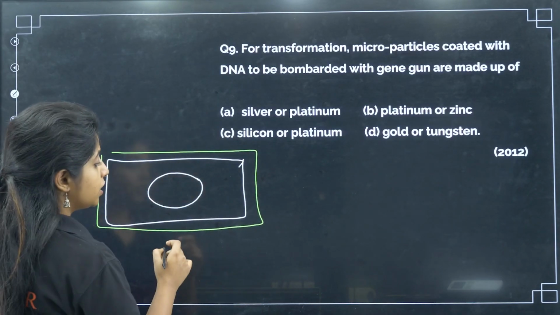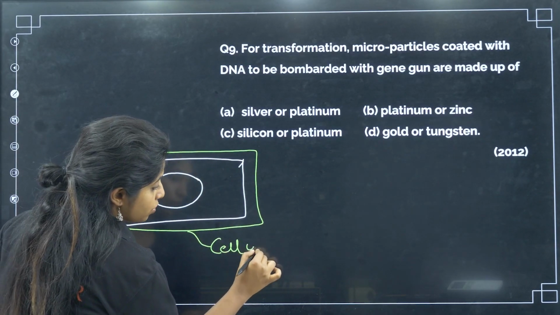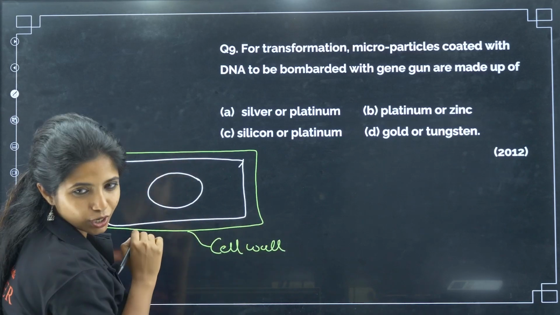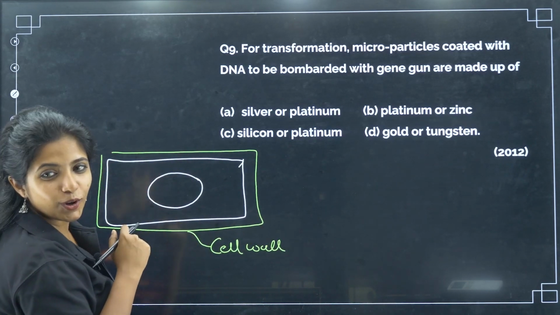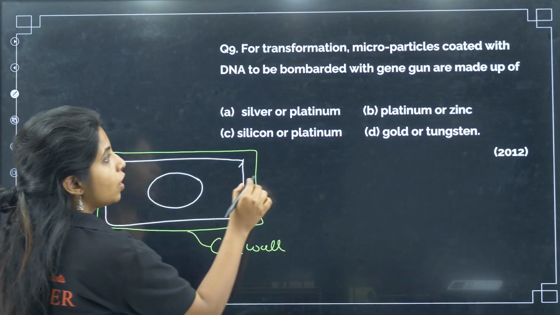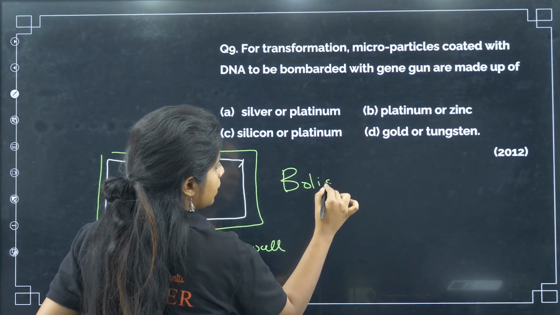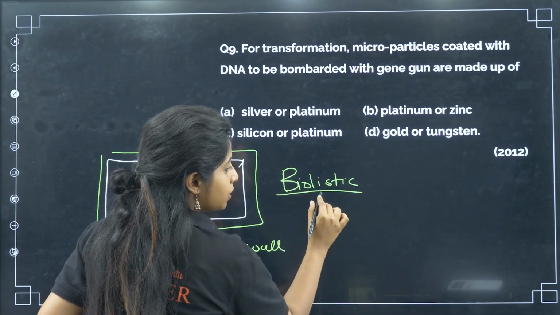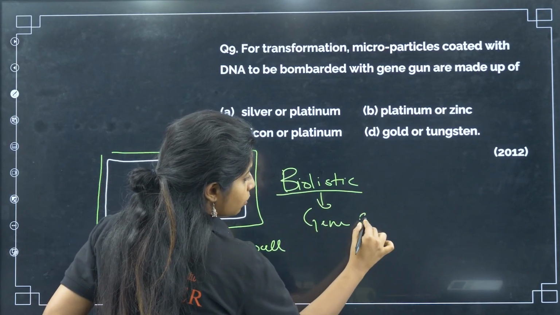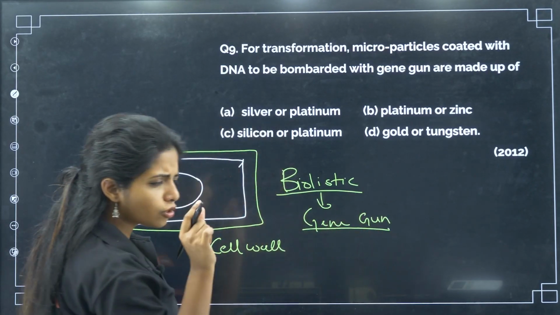But in the case of plant cells, they have an extra layer known as the cell wall, and you cannot do microinjection. So what do you use? You use a gun. And what do you call this method? Biolistic. You call this method the biolistic method, and my dear children, not ballistic, biolistic method. It is also known as the gene gun method, where you're going to take microparticles.